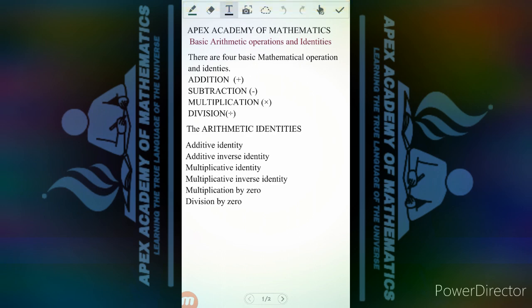The arithmetic identities are the additive identity, the additive inverse identity, the multiplicative inverse identity, the multiplicative identity, multiplication by 0, and division by 0.